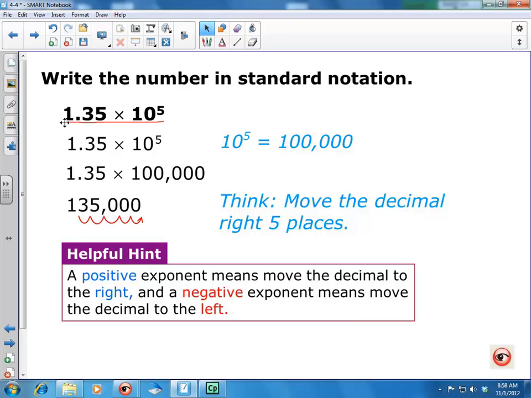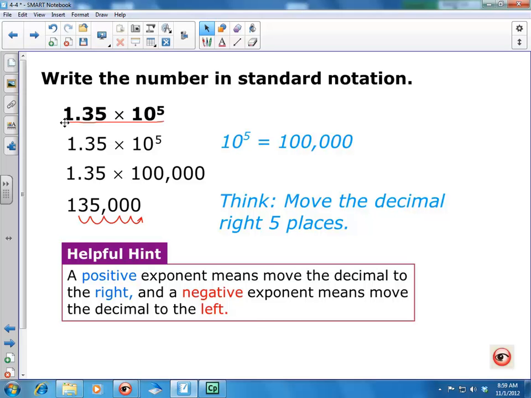Now, if we were to figure out 10 to the 5th power, if we did 10 times 10 times 10 times 10 times 10, we would get 100,000. Hopefully you remember that. Whenever I have 10 to a power, it just means how many zeros I have on that number. Like 10 to the 5th power, I write 1 with 5 zeros. So if you were to figure out 1.35 times 100,000, you would get 135,000. But there's an easier way to do that.